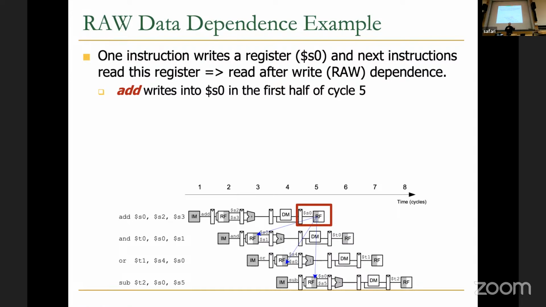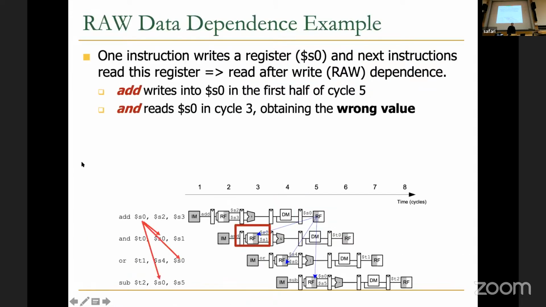The register file can provide that internal forwarding, such that you write into the register file in the first half of the clock cycle, and then in the second half of the cycle you can read from the register file and have the up-to-date result. So imagine you have that support here. For the add operation you write into S0 in the first half of cycle 5, and then there is another instruction that needs to read S0 in cycle 3, which is going to obtain the wrong value because the data is going to be available at cycle 5.